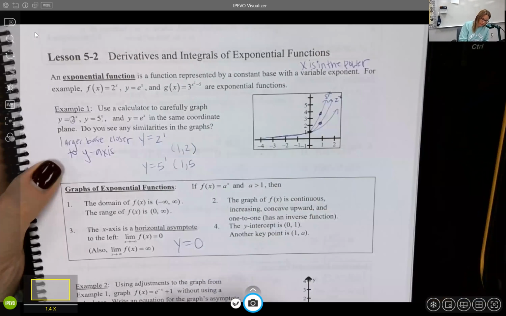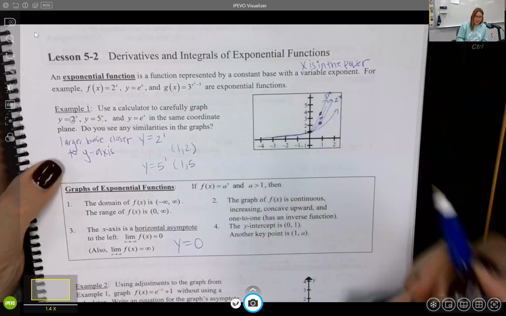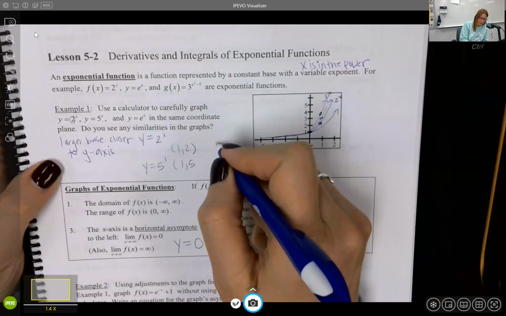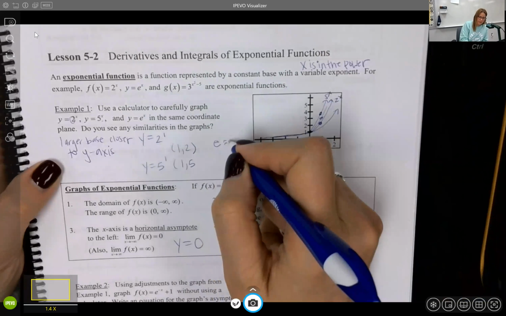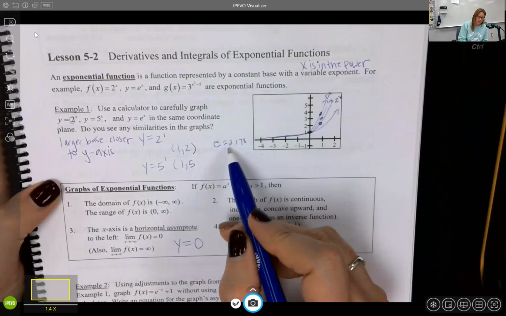Now, this one's a little off because 3 right here would be your e to the x, because e is approximately 2.718 or something like that. So it's in between the 2 and the 5.